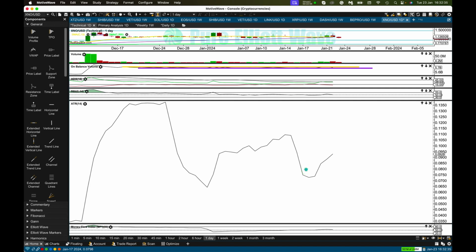Again, this tells us that this sideways choppy movement is most likely a counter trend movement and not the start of a huge new bear market for Nano. So this is absolutely normal, expected behavior.